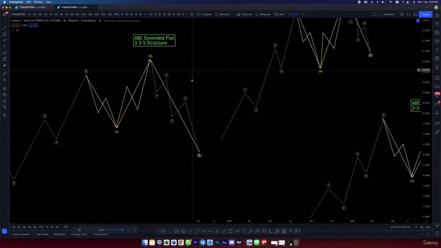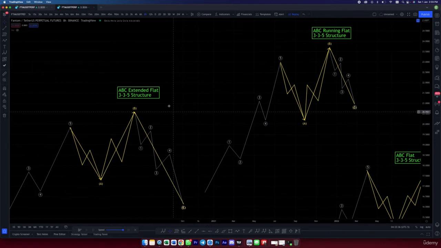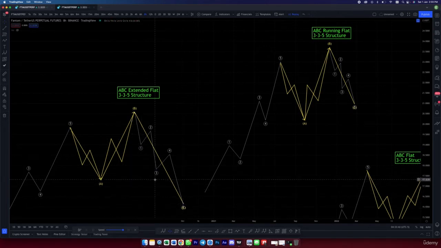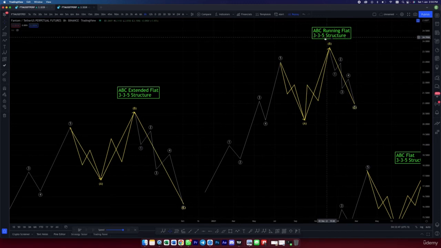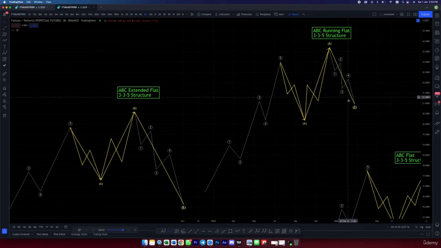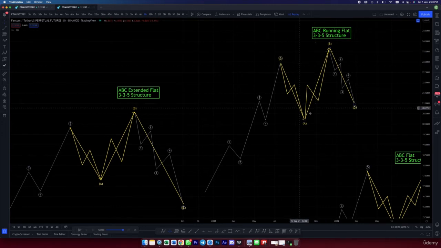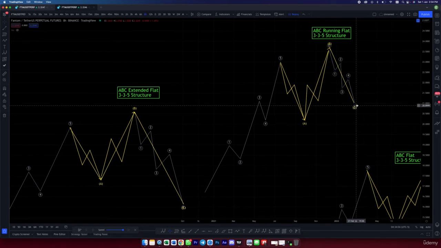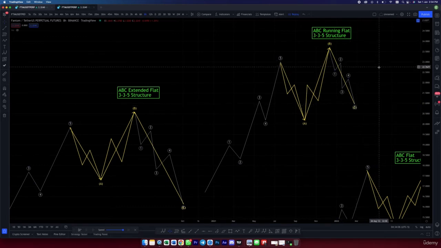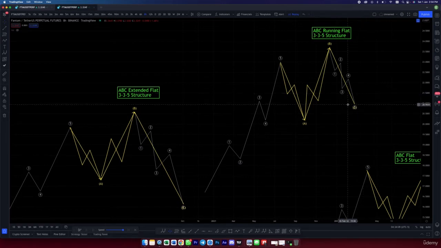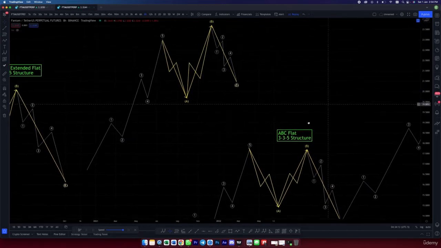Then we have 2 different variations in flat correction also. One we call extended flat. B will go beyond the top of wave 5 and C will retrace wave A by more than 100%. And we said running flat is again a 3, 3, 5 structure. B will go beyond wave 5, but C will fail to retrace wave A by 100% and it will remain truncated. This is a highly bullish structure. When this structure forms, meaning running flat, you can expect the next impulse move up to be very strong or very impulsive when you see a truncated C. So these are ABC variations.